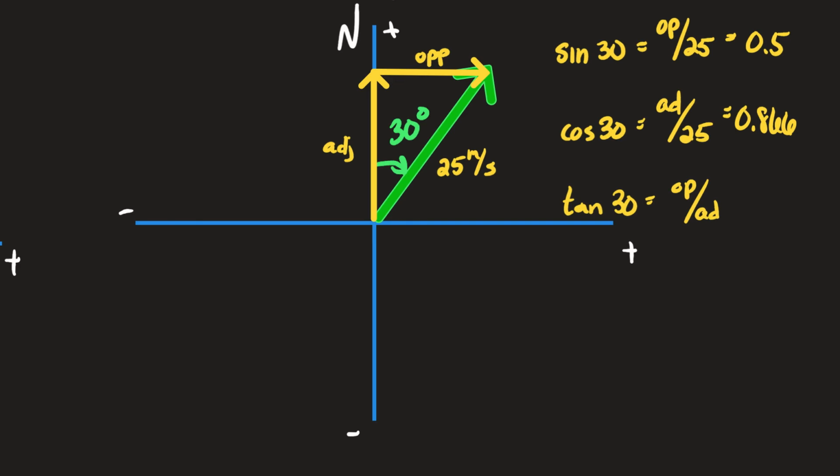So now I'm going to find the opposite side, 12.5, because half of 25 is 12.5. And now I'm going to find the adjacent side, 25 times 0.866, 21.65. I'm assuming you can do these things.